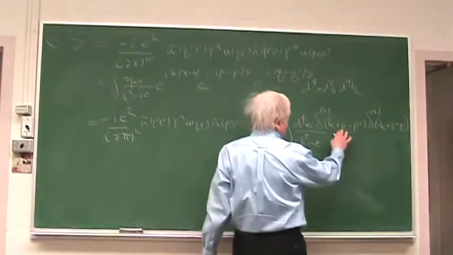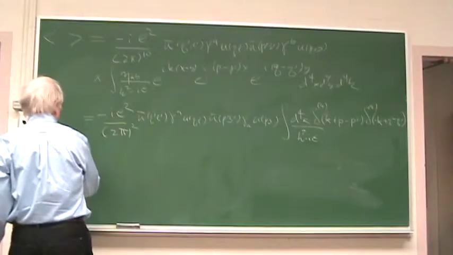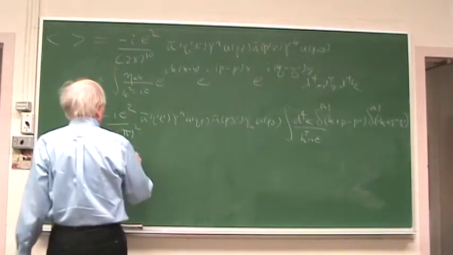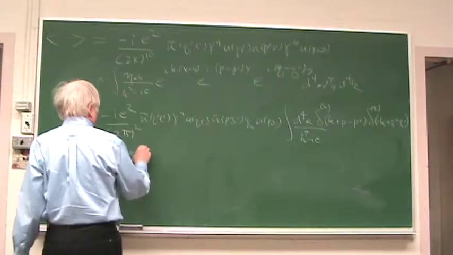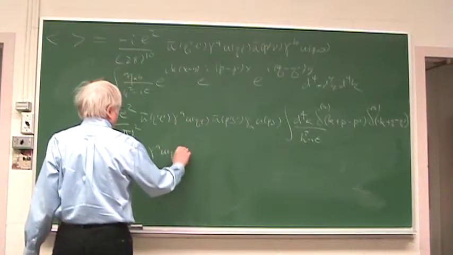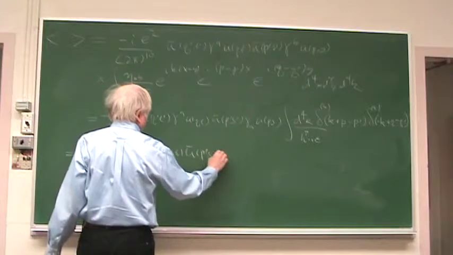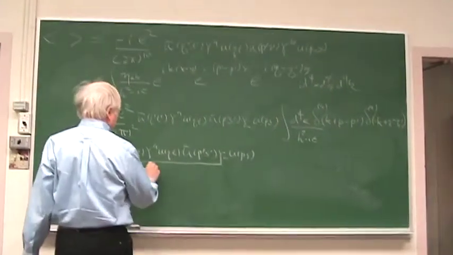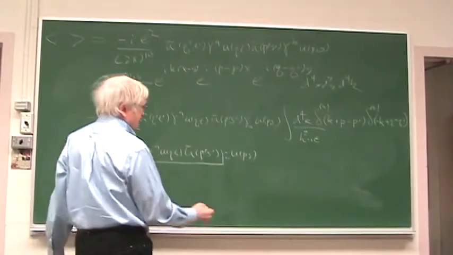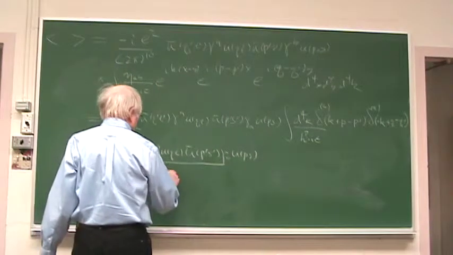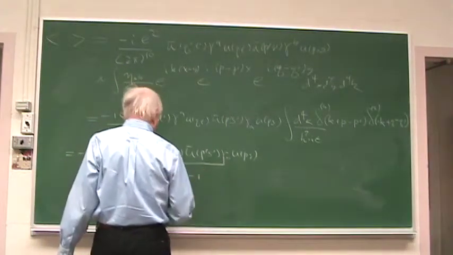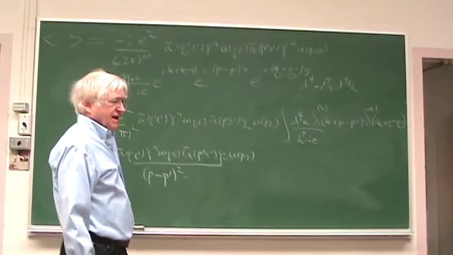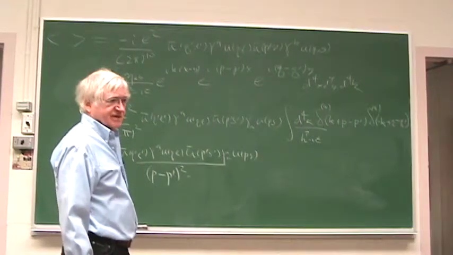We do the integral over k, and we see that this gives us minus i e squared over 2 pi squared, u bar... and what's left here? Well, k is p prime minus p or p minus p prime, doesn't matter because it's squared. And the minus i epsilon, it turns out, doesn't matter anymore because we're not integrating, and p minus p prime is essentially never zero.